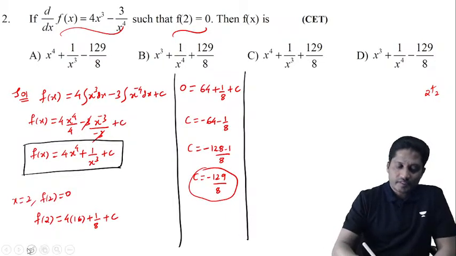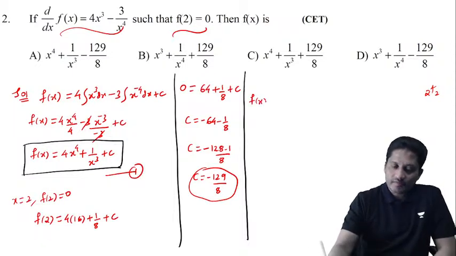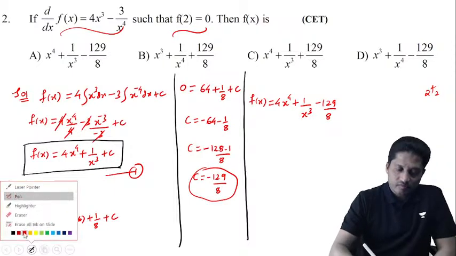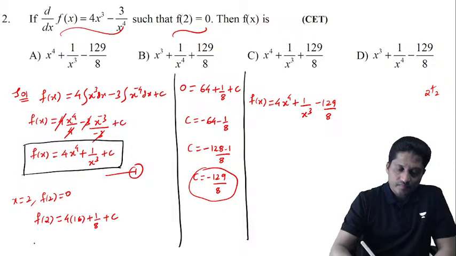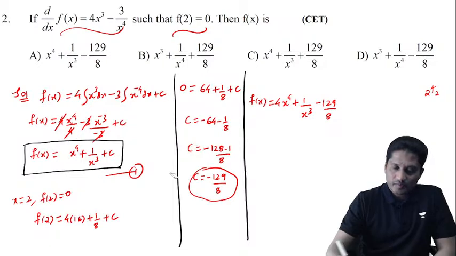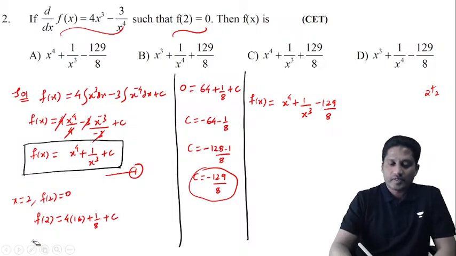Right, if I substitute in equation 1, f(x) is equal to 4x power 4 by 4 plus 1 by x cube, and c is equal to minus 129 upon 8. Sorry, 4 and 4 cancel here, so there's no 4 here. That's x power 4 plus 1 by x cube minus 129 by 8. First option.